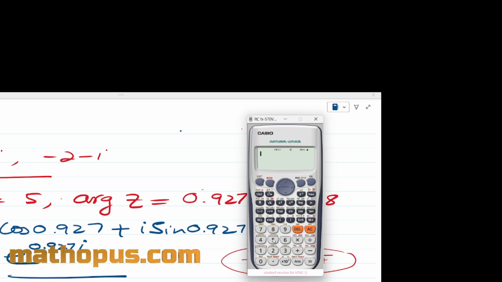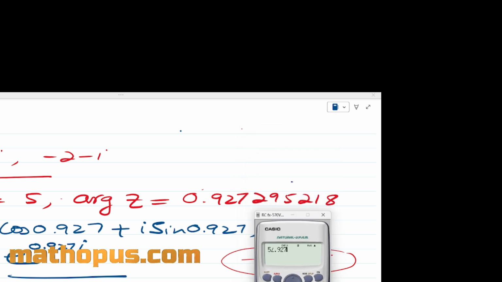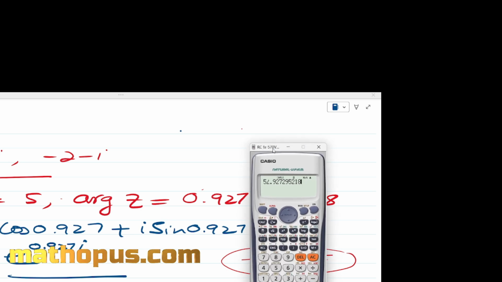We know that 5 and this angle sign is at this minus key, then 0.927295218. This is the complex number's argument and its modulus. Then press shift, complex number, and when we press the 4 key, this complex number will be converted into Cartesian form. This is how we can convert a complex number from Cartesian form into polar form, or polar form into Cartesian form.